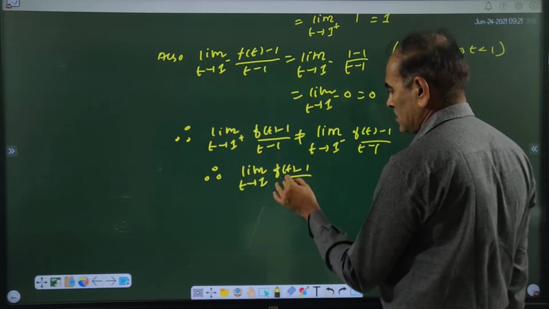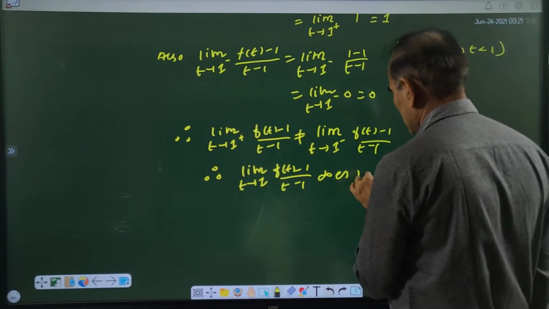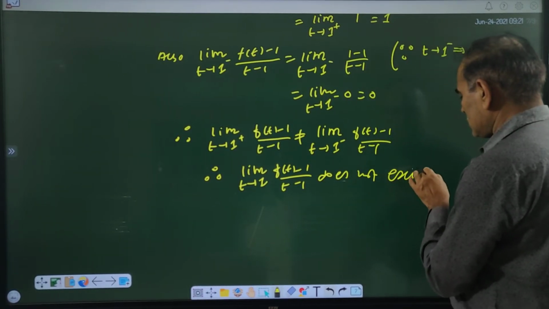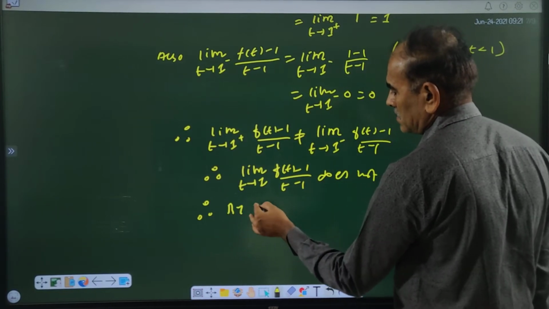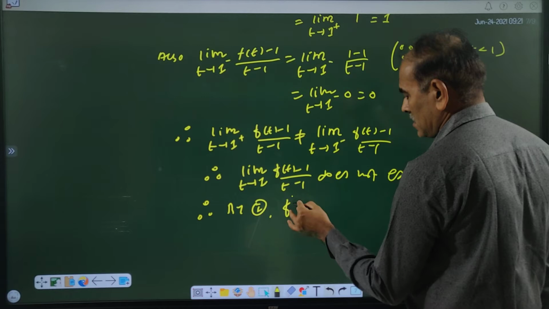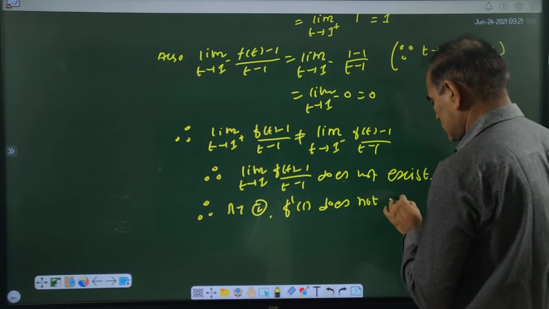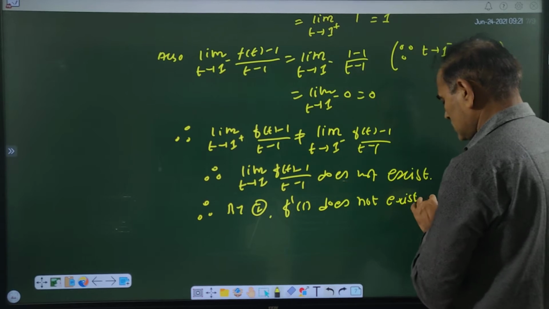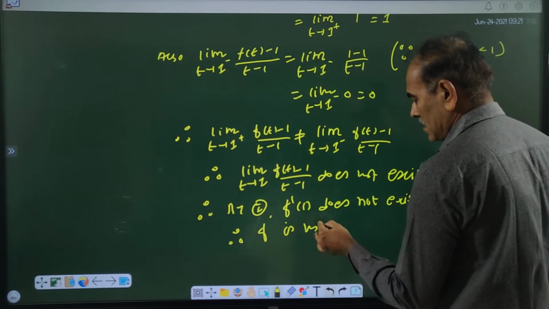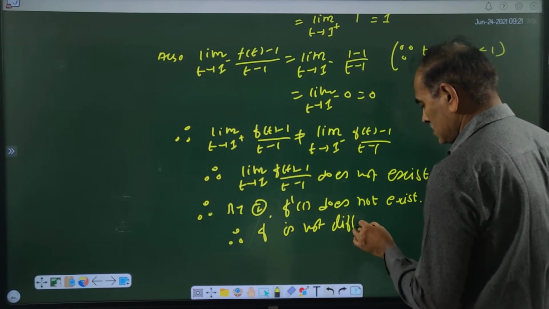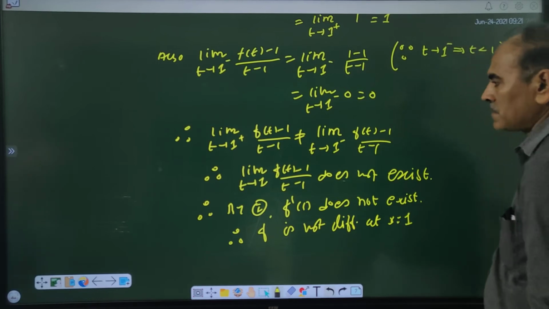Therefore f of t minus 1 upon t minus 1 does not exist, and therefore f is not differentiable at x equal to 1.